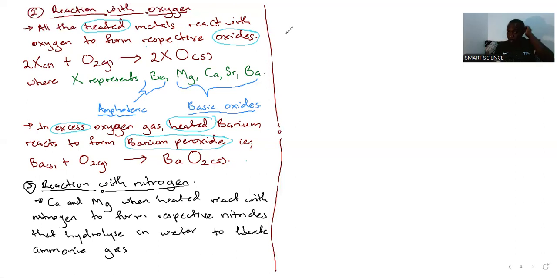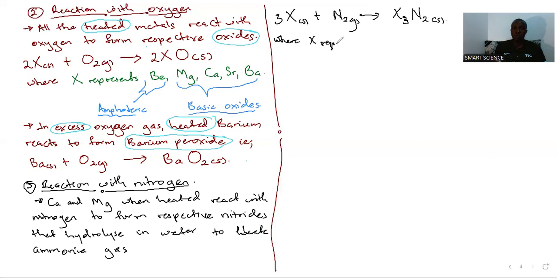So when we represent this with an equation, you can decide to use a general equation where I react X with nitrogen. The product formed is X3N2, which is a solid, because the valence of nitrogen is 3. So I'll balance, and I'll say where my X represents calcium, also magnesium.